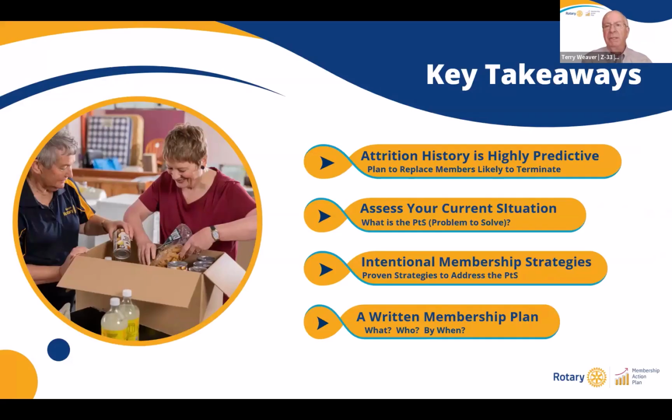So there's some takeaways that I'd like to share with you from this section. First of all, your attrition history is highly predictive. You should plan to replace those members that are likely to terminate, and we forecasted for you how many that will be. You want to assess your current situation. What actually is your club's problem to solve? Is it high attrition? In the case of the club we looked at, that was not the problem. It turns out that that club's problem was simply not attracting enough new members.